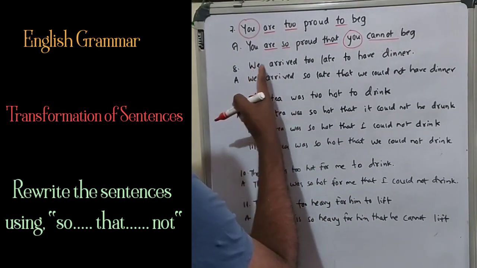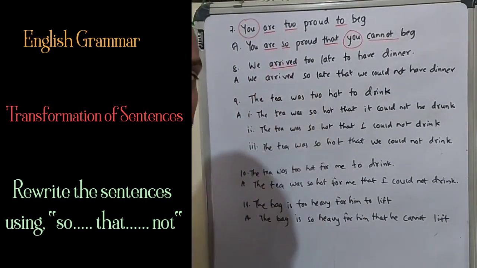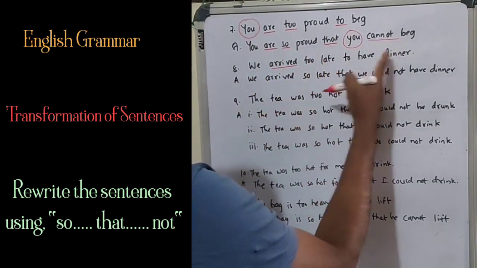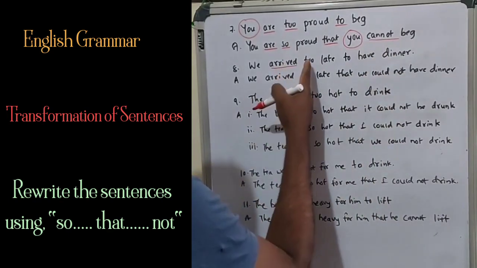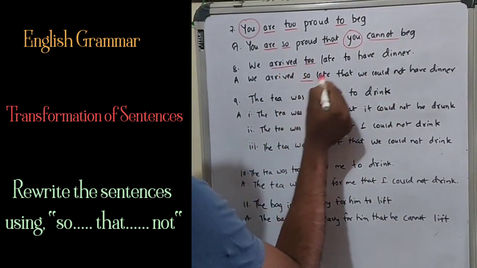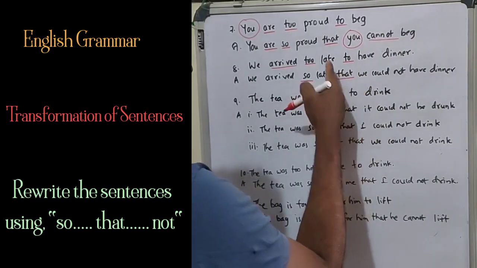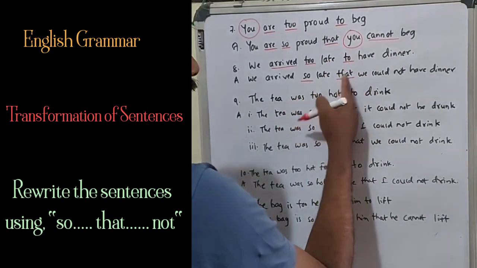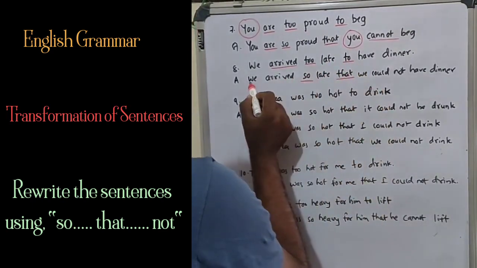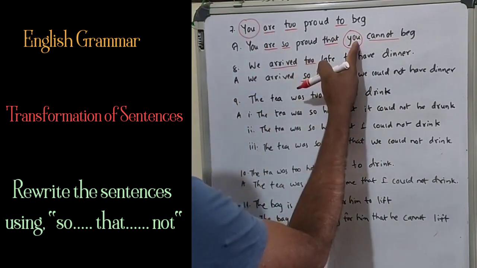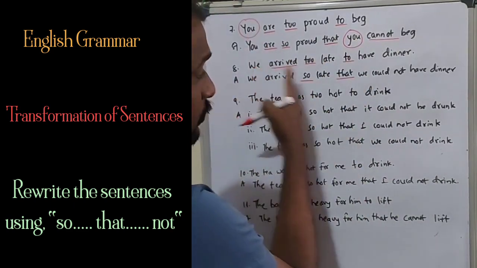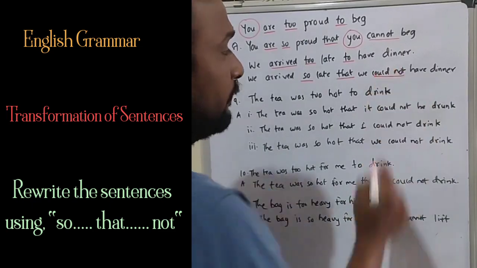Look at this. We arrived too late to have dinner. See, arrived is past tense. Write arrived as it is. In the place of to, write so. Then this to, write first that. Write late as it is, write that. Then after writing that, you have to write the subject. The subject is we, pronoun, so write this as it is, then write could not have dinner.